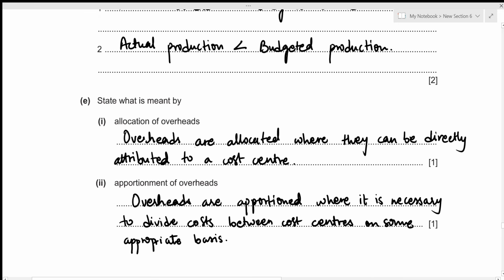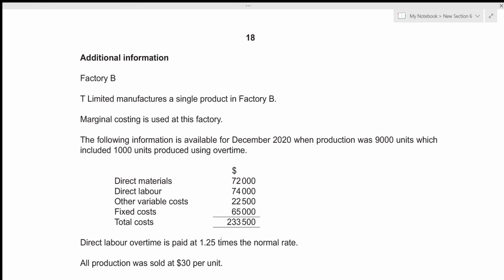All right, this concludes the fifth part. Let's move on to the sixth one. So we're given additional information relating to factory B. Whatever questions we did before this were relating to factory A.